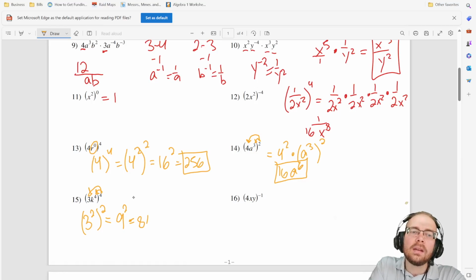Okay, and then k to the 4th would be k to the 16th. So all together, that is 81k^16.